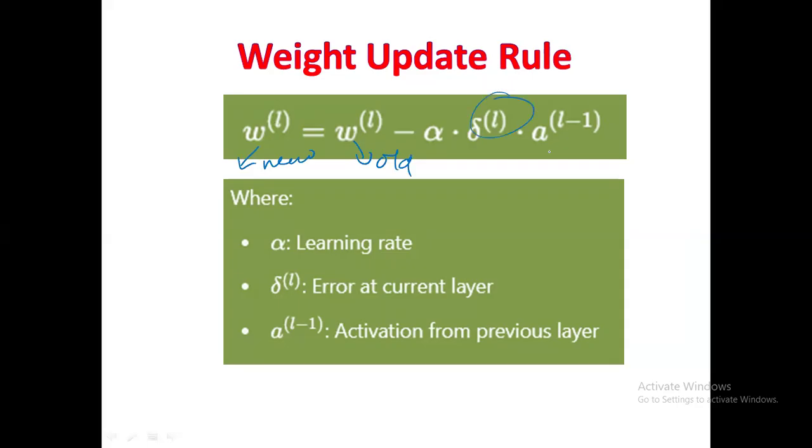Here many layers we are considering, so we are going to calculate like this. Alpha, you know, is the learning rate. Delta is the error at the current layer, and a to the power L minus 1 is the activation from the previous layer.